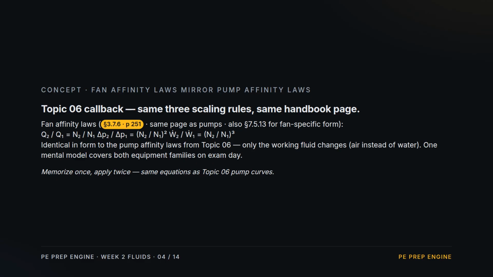3 scaling laws at constant geometry and air density. Flow scales with speed, pressure rise with speed squared, power with speed cubed. Identical to the pump affinity laws from Topic 6, one mental model covers both. The cube on power is the rule that bites. Doubling fan speed octuples the motor draw.